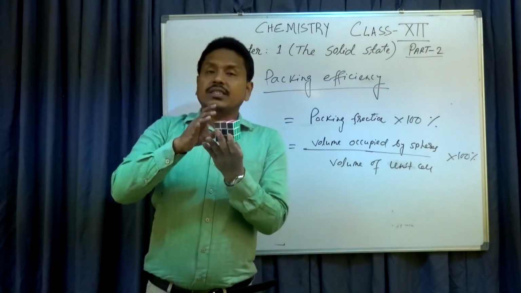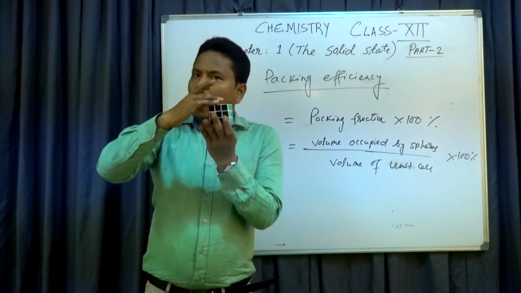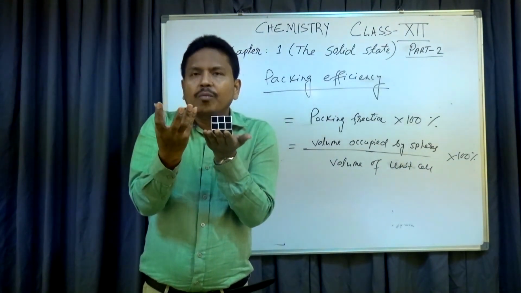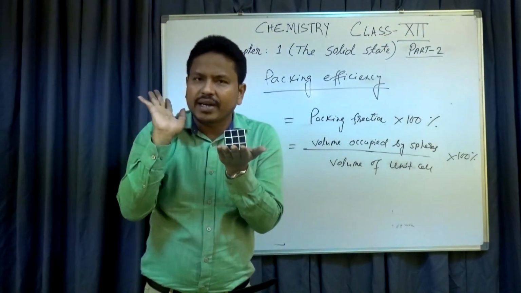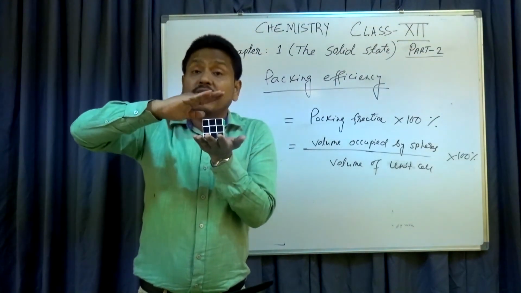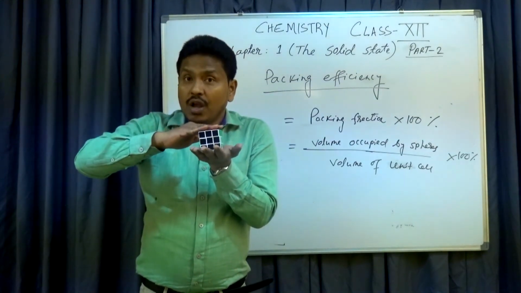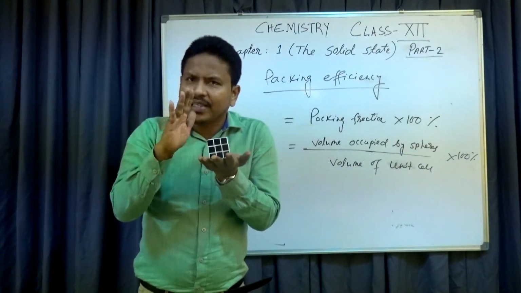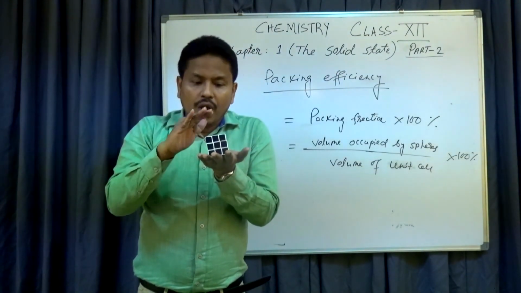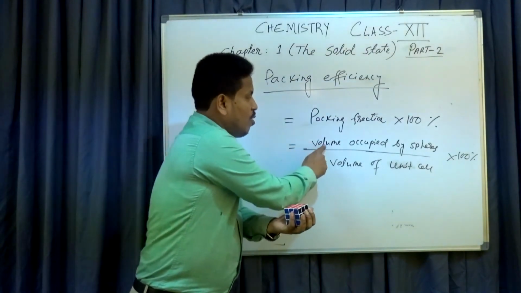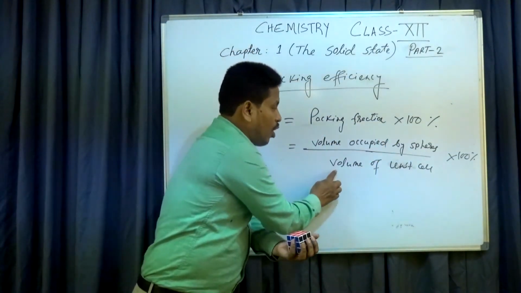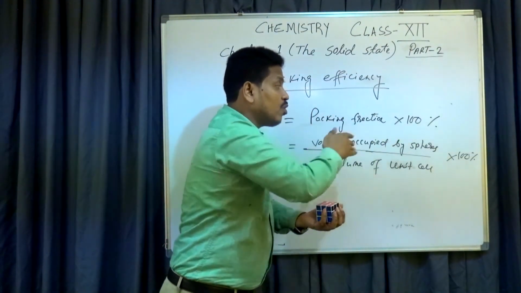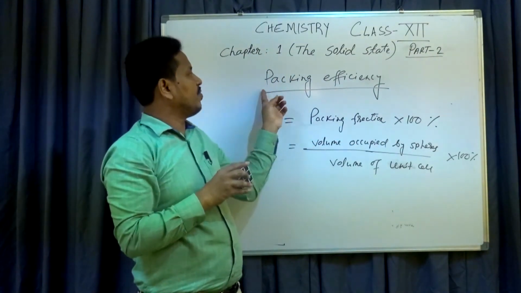This is the cube, this is the unit cell. Atoms are located at the corners, face centers, body centers maybe. The cube unit cell has a volume, but the entire volume is not occupied by the atoms. Whatever be the packing, there will be voids, empty spaces. So the volume occupied by the spheres is less than the volume of the unit cell. This ratio is the packing fraction; packing fraction into 100, out of 100 means percentage, is called packing efficiency.